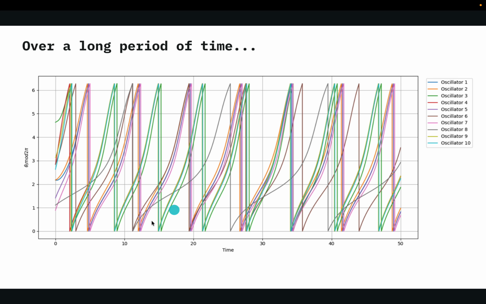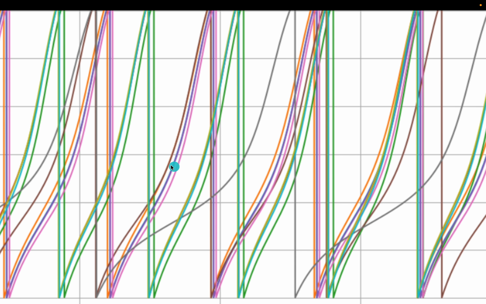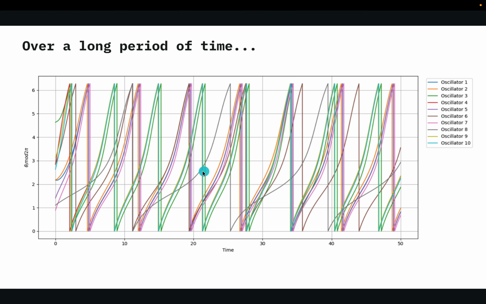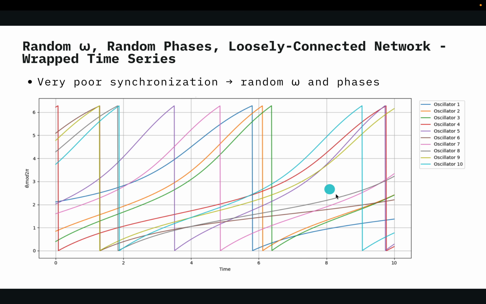And over a long period of time, we still cannot say that it's completely synchronized, but between some groups of oscillators, more or less the phase difference becomes constant. If you know what I mean, the difference of the phases, the difference between the lines, more or less becomes constant, but not completely at the same time. It's repeating, but after some amount of time, and it's not a very good synchronization. Here we went as random as possible: very loosely connected network, random omega, random phases.